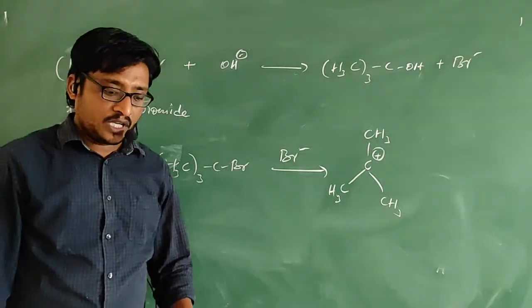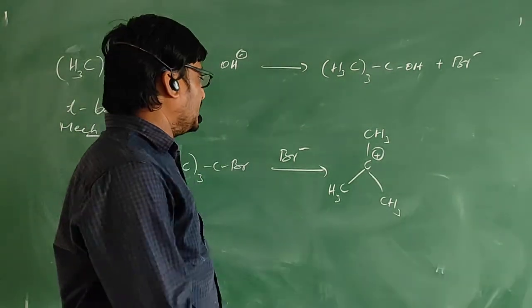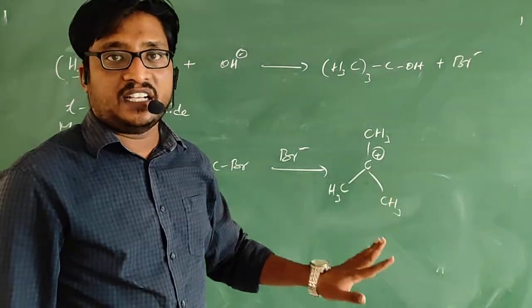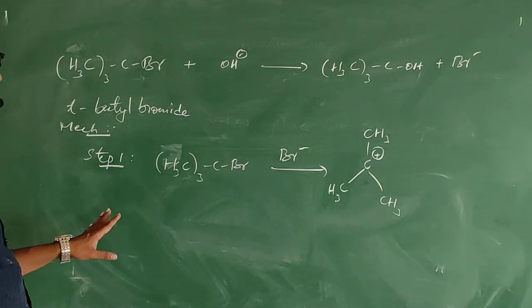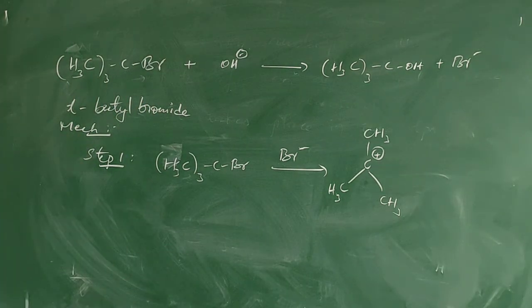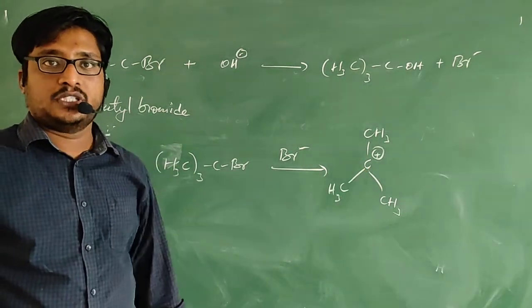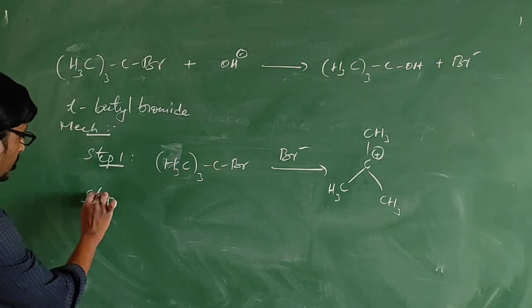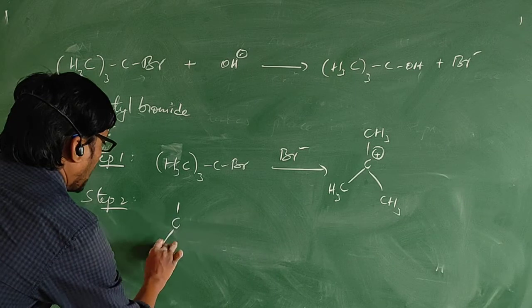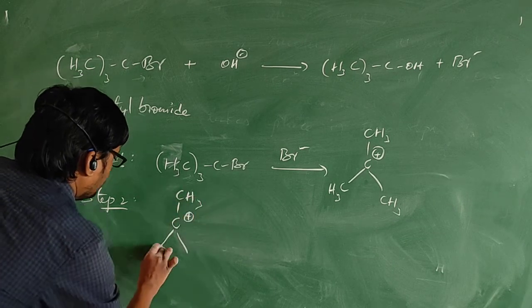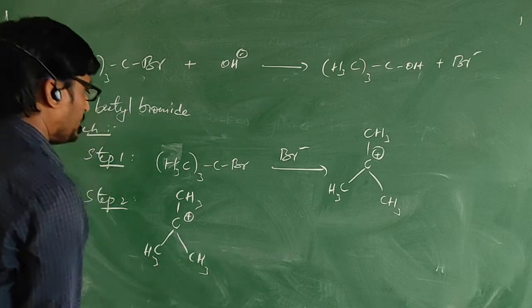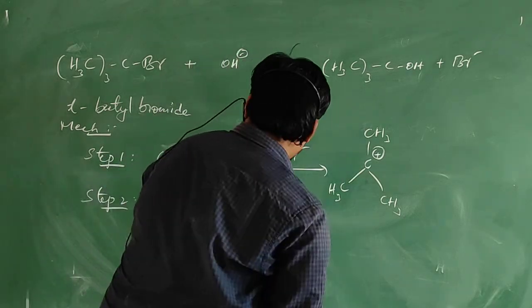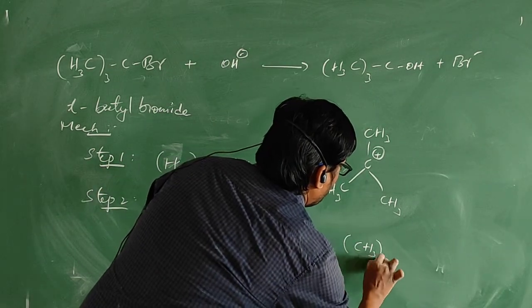Formation of the carbocation is the first step, and this is the rate determining step. Nothing but step 1 decides the rate of this reaction. As soon as this carbocation gets produced, the nucleophile will attack it. In step 2, this carbocation gets attacked by the nucleophile, and it forms tertiary butyl alcohol.